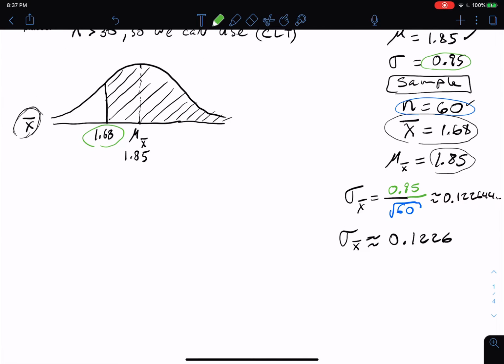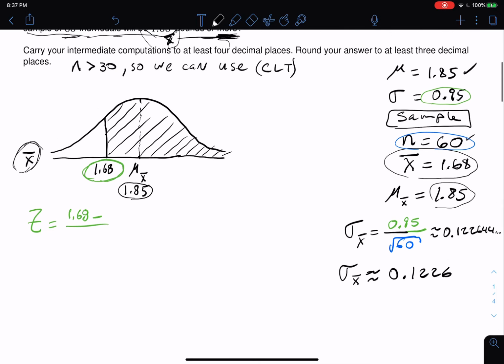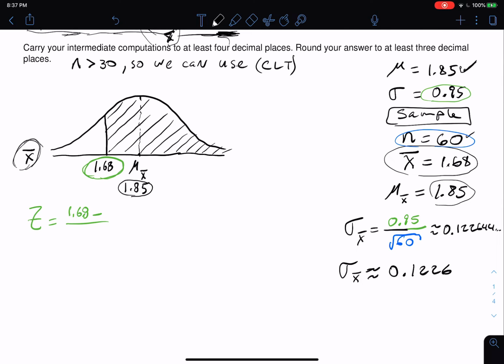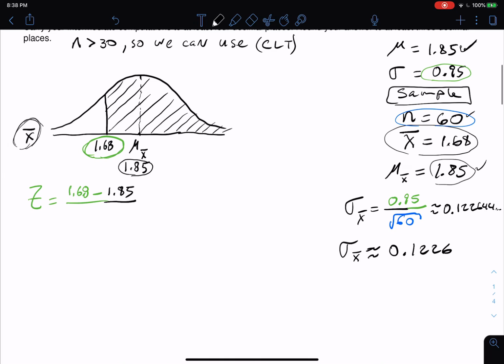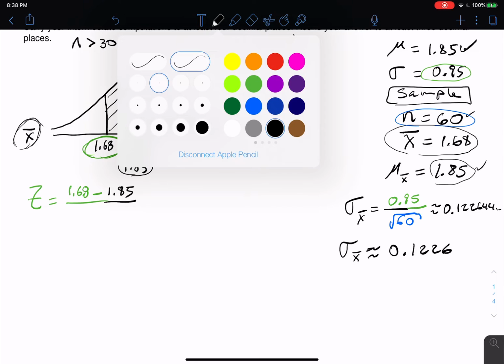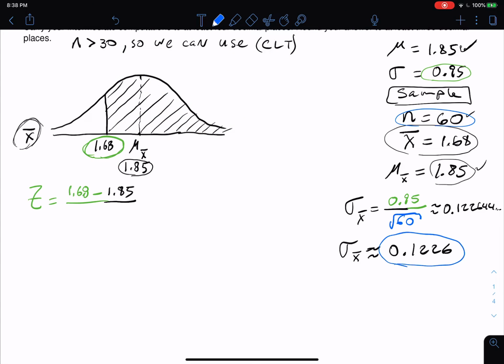So that's just going to be the sample mean of 1.68, right there, minus the mean of the sample means, also known as the population mean, because remember the population mean and the sample mean are the same thing by the central limit theorem. So this is 1.85. And then we have to divide it by the standard deviation of the sample mean. So this is 0.1226.